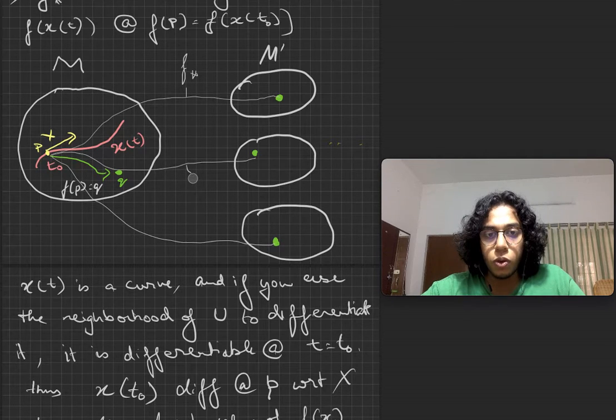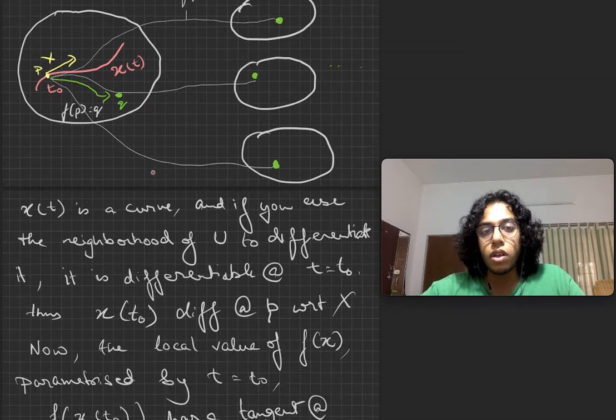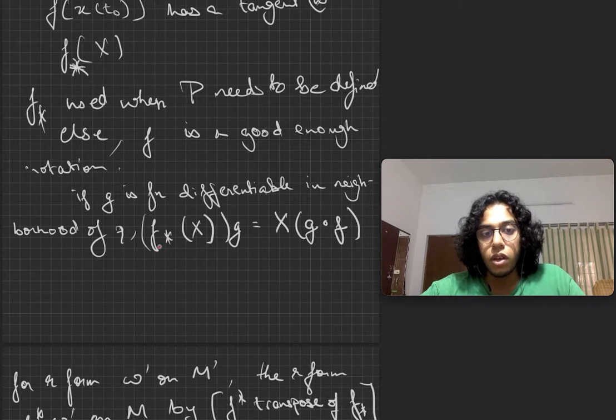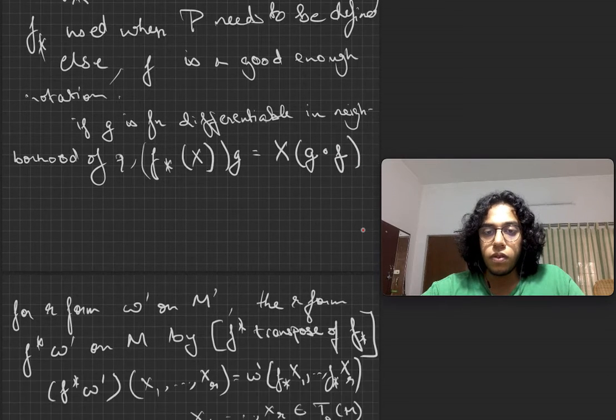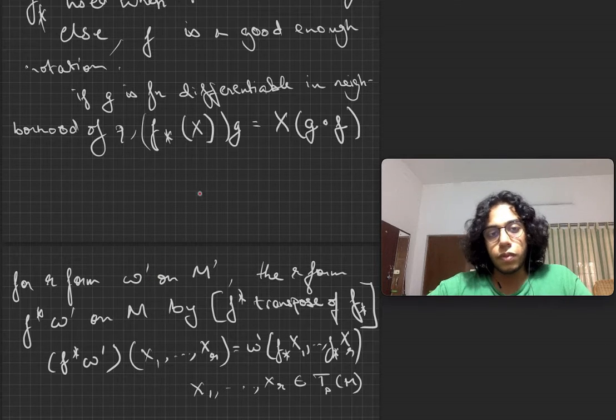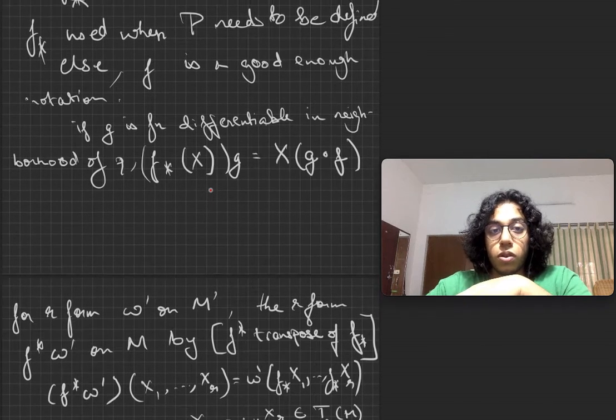So f star is what decides what mapping of M to M dash is happening, and then you have the neighborhood. So you have f star of x times g, which is nothing but x times g of f, g dot f. Okay, so this is a fairly simple definition. Now we have decoded what it really means to talk about the tangent.